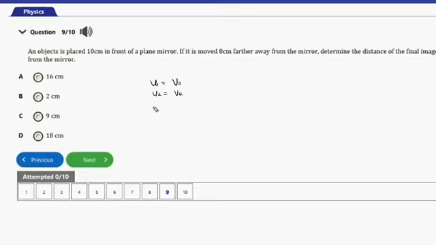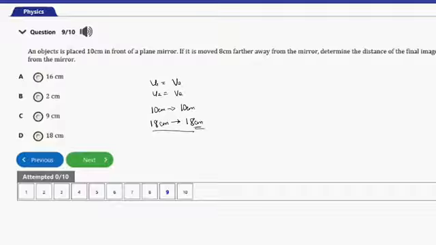So guys, if we use the numbers given to us here, an object is placed 10 cm from a plane mirror. So if U1 is equal to V1, that means when the object is 10 cm from the mirror, the image will also be formed 10 cm from the mirror. Now, the second distance of the object from the mirror will be 10 plus 8, and that's 18 cm from the mirror. So, if the object becomes 18 cm from the mirror, that means the image formed will also be 18 cm from the mirror. And that's option D here. So, option D is the answer to this question.